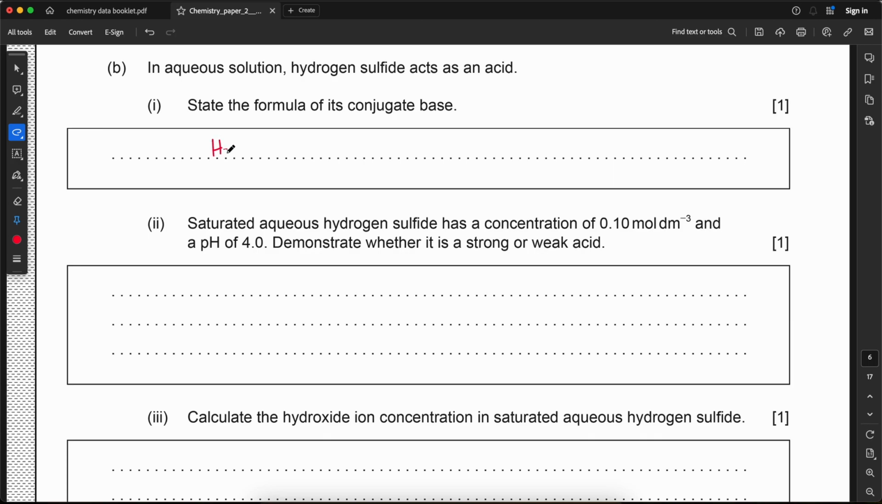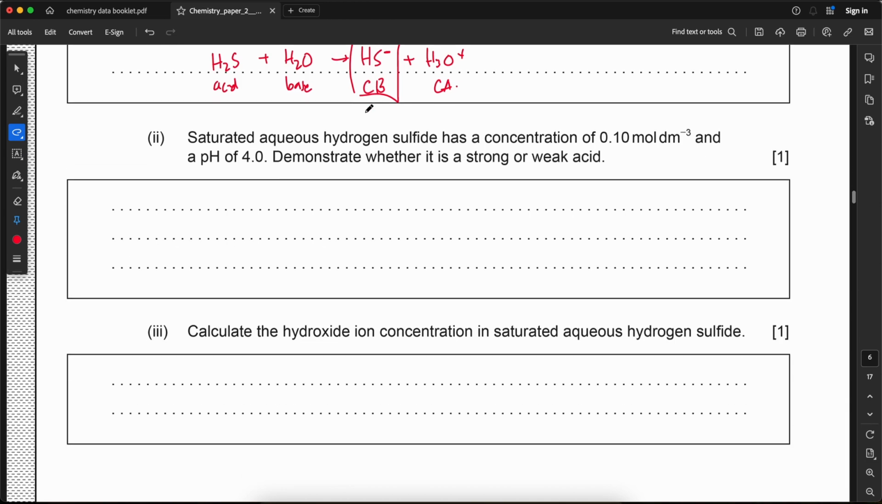So hydrogen sulfide, when it reacts with water, will form HS minus and H3O plus. H2S will donate the proton, so it means it is an acid, and what accepts a proton is a base. Therefore HS minus will be the conjugate base, and this one the conjugate acid. So this is the answer.